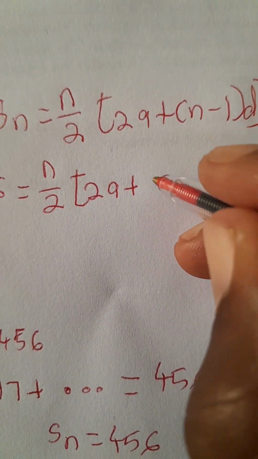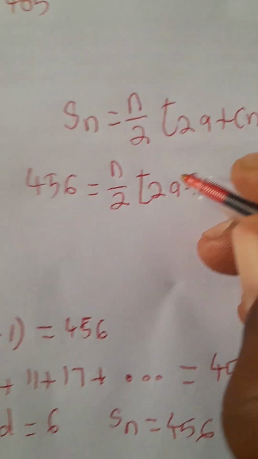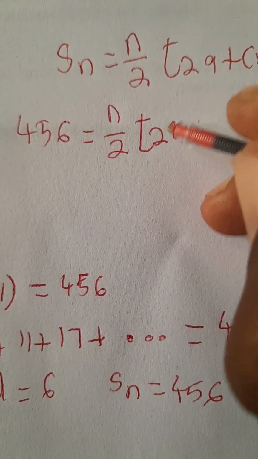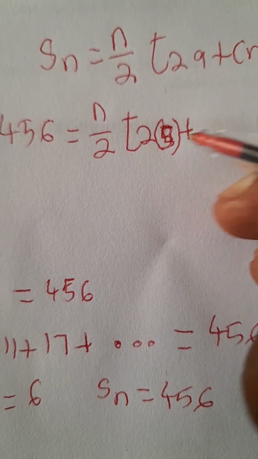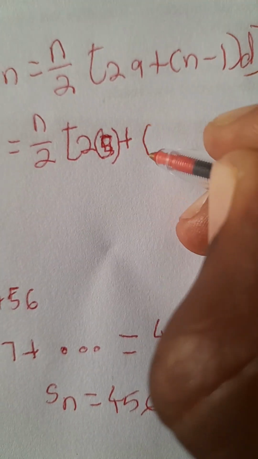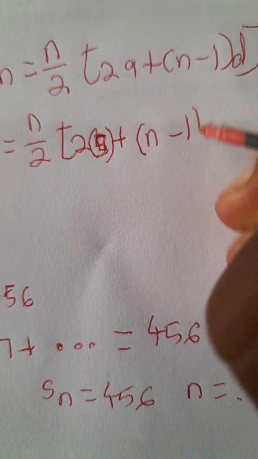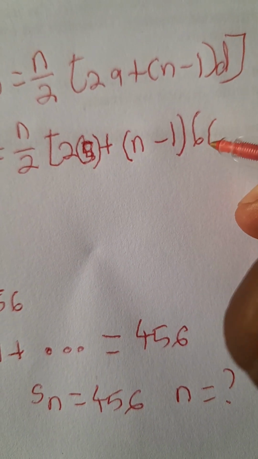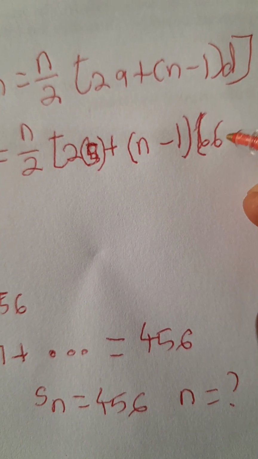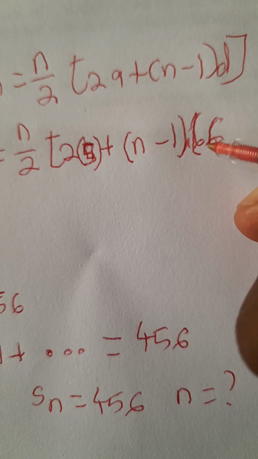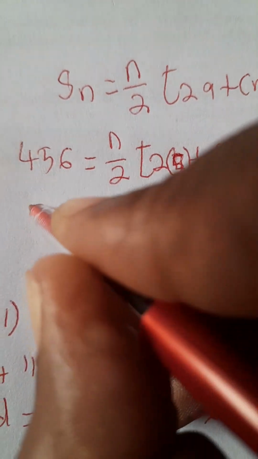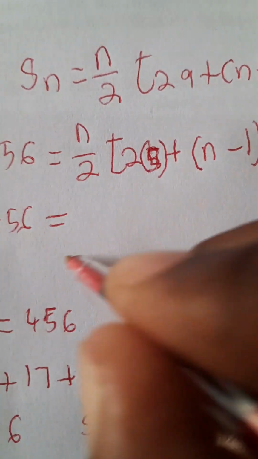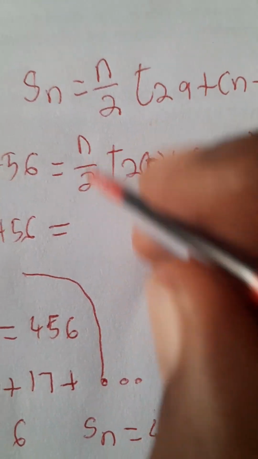We do have the first term. The first term is 5, so we put 5 here. We don't know n. The difference is 6, it's known. Sorry for that, the difference is 6. So this should be 6. Okay, so we will work this out. We have 456 there.